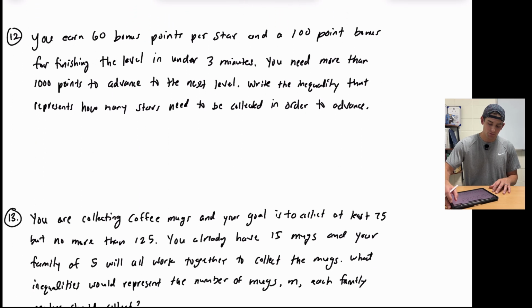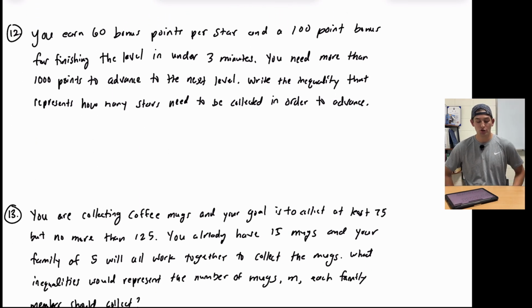All right. Number 12, it says we earn 60 bonus points per star that we collect and a 100-point bonus for finishing the level in under 3 minutes. So we're playing some kind of game where we have to collect stars here. It says you need more than 1,000 points to advance to the next level. Write the inequality that represents how many stars you need to collect in order to advance.